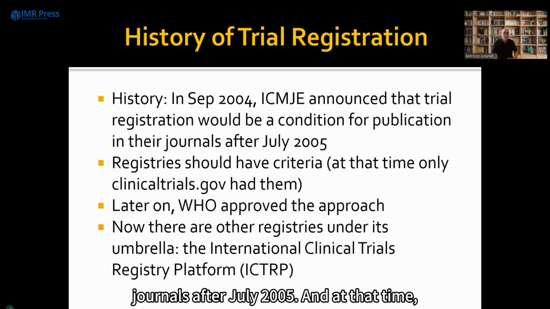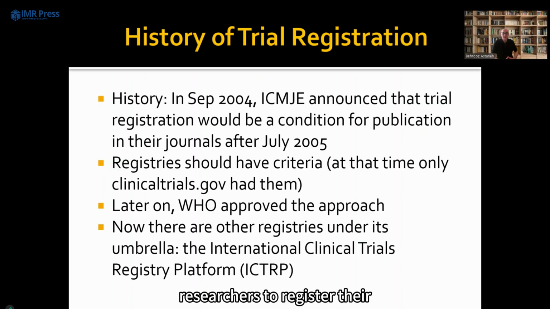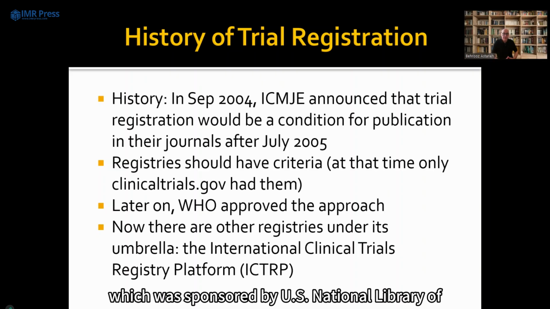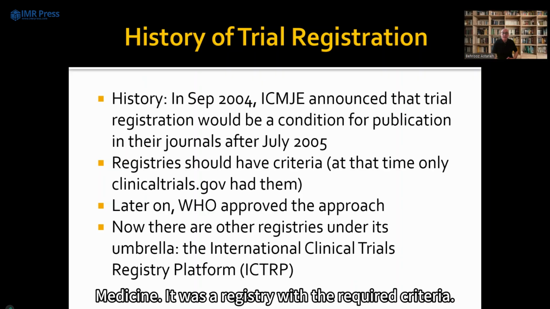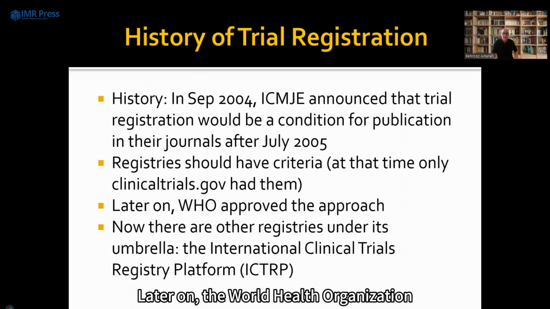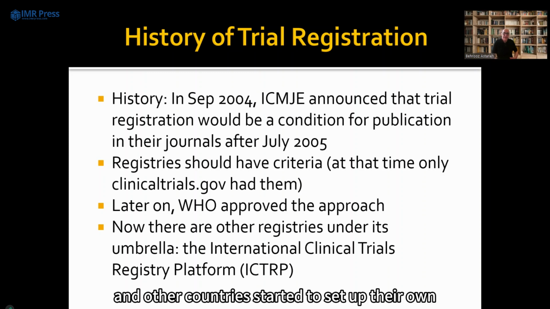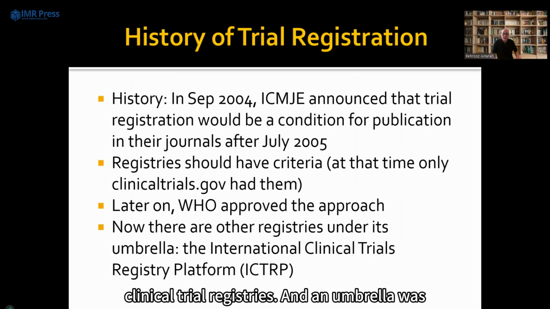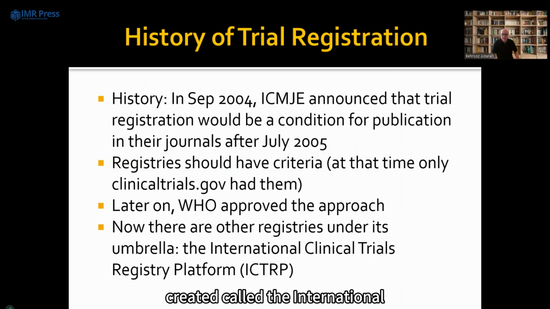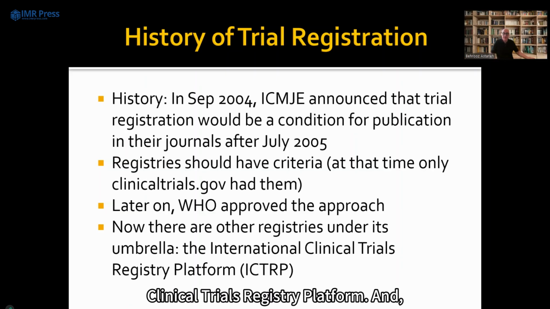And at that time, the number of legitimate registries for researchers to register their trials was very limited. Actually, it was only clinicaltrials.gov, which was sponsored by the US National Library of Medicine. It was a registry with the required criteria. Later on, the World Health Organization approved the approach of ICMJE, and other countries started to set up their own clinical trial registries, and an umbrella was created called the International Clinical Trials Registry Platform.